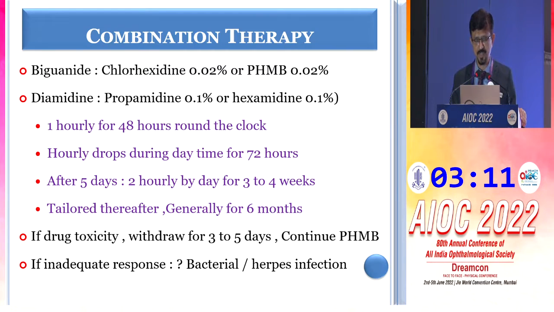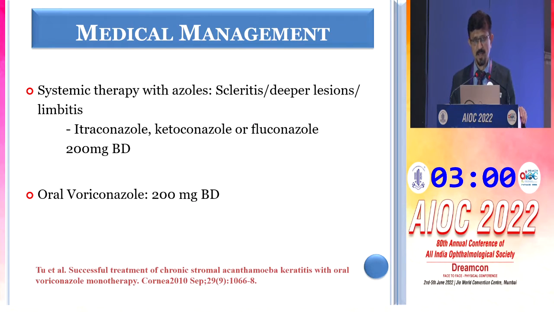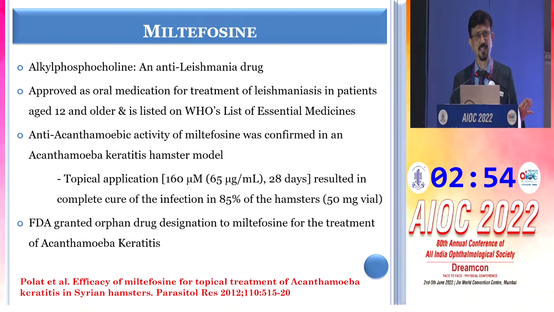Diamidines, again, are not freely available, but if available, they can be used, and both the drugs can be used as a combination therapy, 1 hourly for 48 hours, and then of course you can reduce depending upon the response. Systemic therapy with azoles is again useful in these cases. And a new drug is miltefosine, which has been used in animal studies. There are also a couple of reports, one with systemic miltefosine and one with topical, and they have shown good results, but these are just single cases.